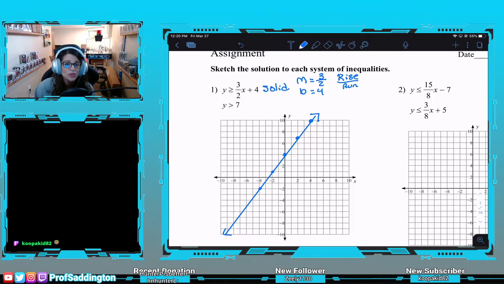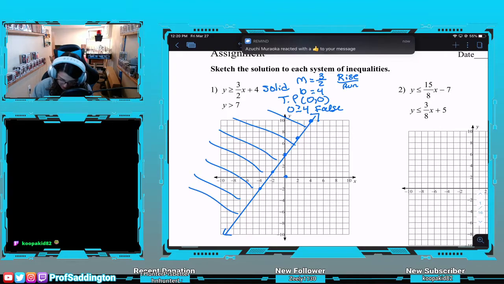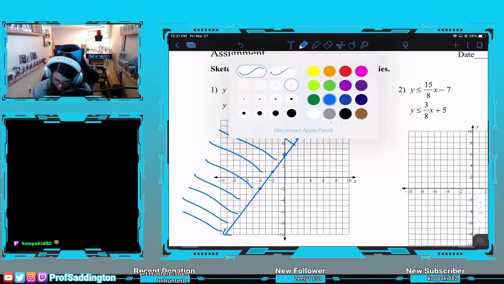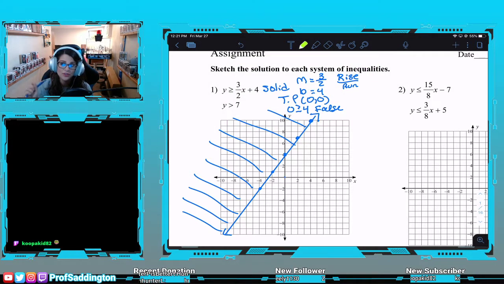Okay, we also need to do a test point. TP, not to be confused with toilet paper, but it is test point. And I'm, of course, going to use 0, 0 whenever possible. So in this case, if I plugged in 0 for x and y, I would get 0 is greater than or equal to 4. Is this statement true? Nope. It is false. So I'm going to shade away from 0, 0. Since 0, 0 did not work, I'm going to shade the part of the plane that is away from 0, 0. Okay, and there we have it so far.